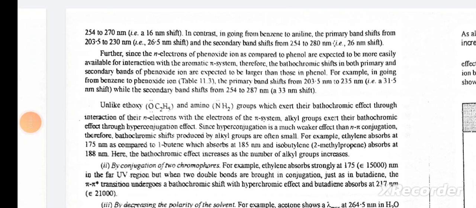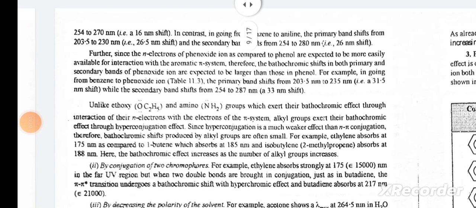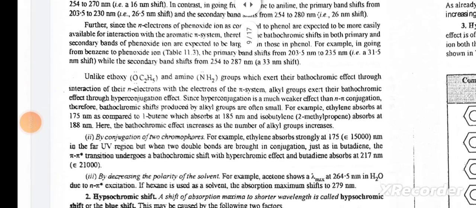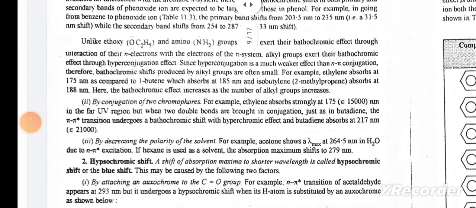254 to 280 nm. Further, since the n electrons of the phenoxide ion, as compared to phenol, are expected to be more easily available for interaction with the aromatic pi system, the bathochromic shifts in both the primary and secondary bands of the phenoxide ion are expected to be larger than those in phenol. For example, in going from benzene to phenoxide ion, Table 11.3, the primary band shifts from 203 nm to 235 nm, while the secondary band shifts from 254 to 287 nm.